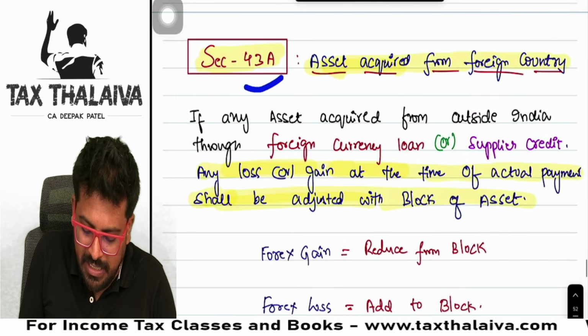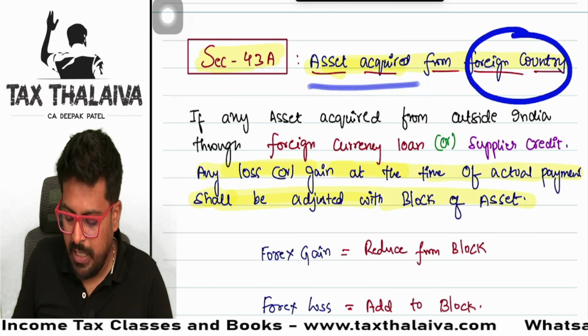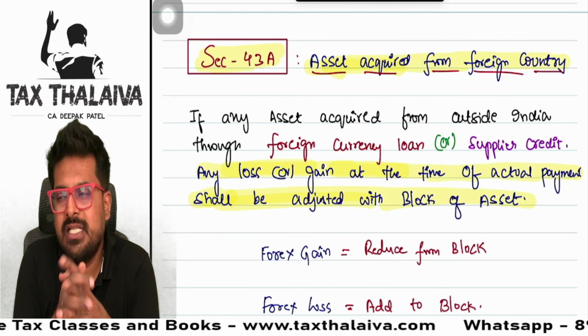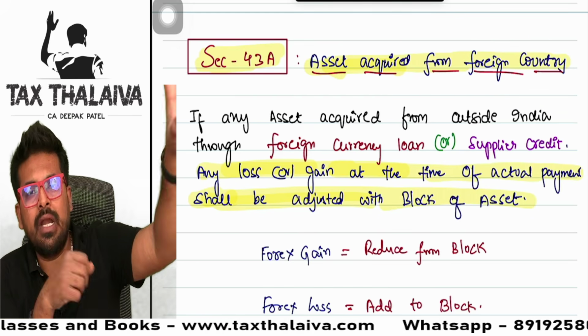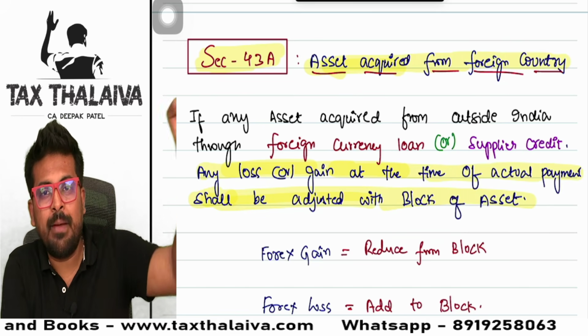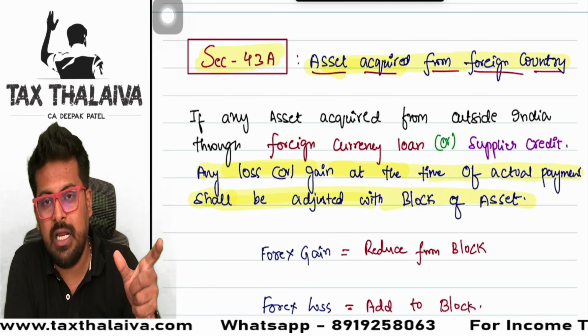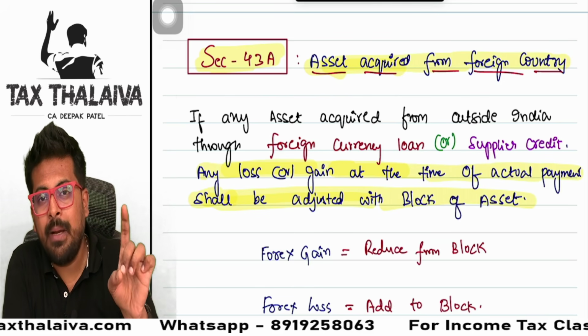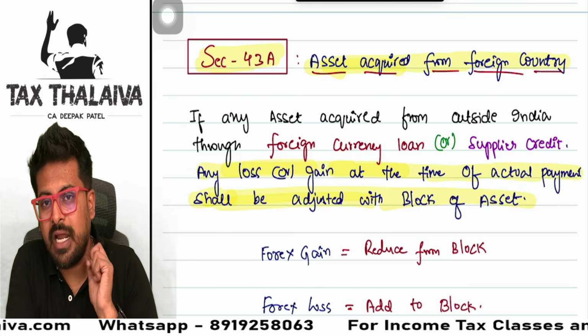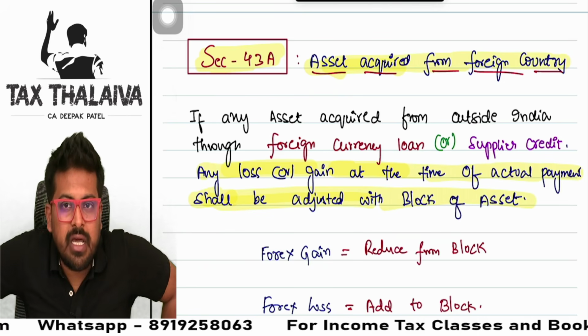The next one is 43A, asset acquired from a foreign country. A lot of times what happens? Let's say, for example, I am buying one plant and machinery, one asset I am acquiring from a foreign country. Now, if I purchase any asset from a foreign country, then I have to make payment in foreign currency. Correct? Because the invoice will be in foreign currency.